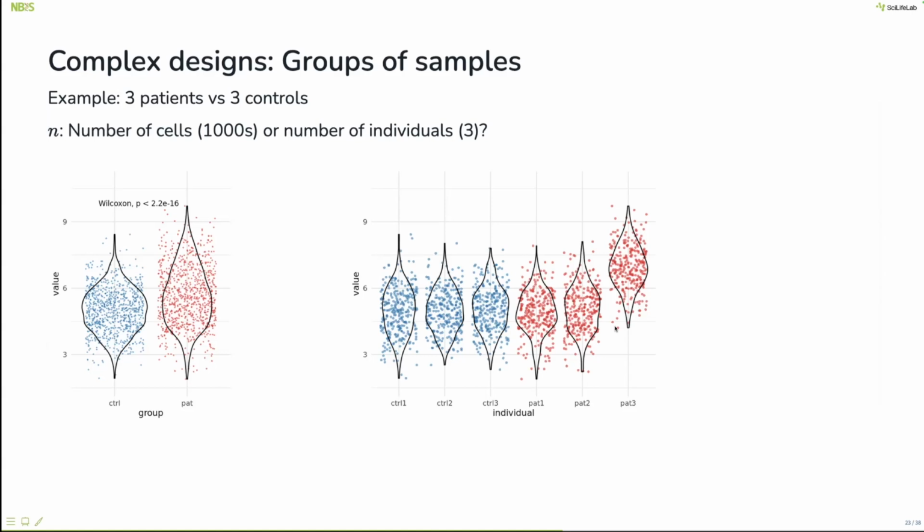And this is not just incorrect in terms of later interpretation, but the statistical test is invalid because the Wilcoxon rank sum, as well as other tests, assume independence, meaning that they assume that all of these cells are independent samplings from the same population. But that's not the case. Some of these cells are expected to be more similar to each other than others.